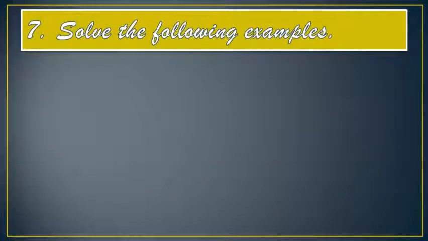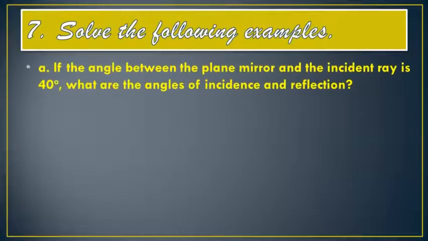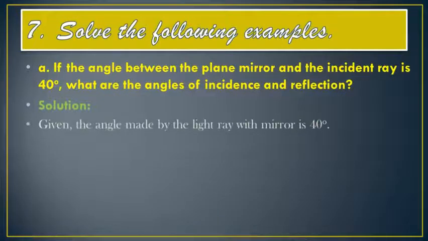Question number 7, solve the following examples. So here word problems are given to us and we have to solve them according to the given data. So question A is, if the angle between the plane mirror and the incident ray is 40 degrees, what are the angles of incidence and reflection? That means the incident ray angle of 40 degrees is given to us and we have to find out the angle of incidence and reflection. So let's see the solution.